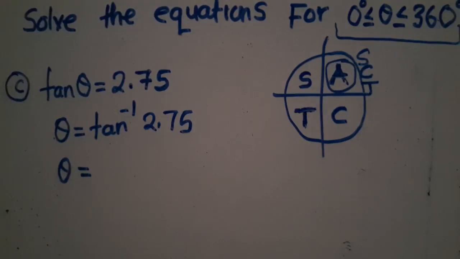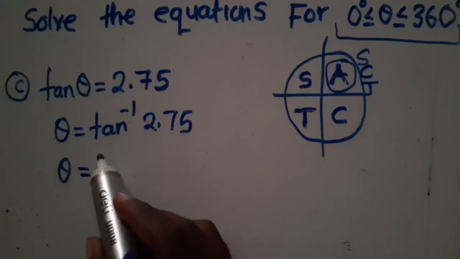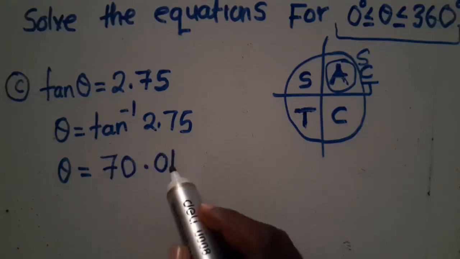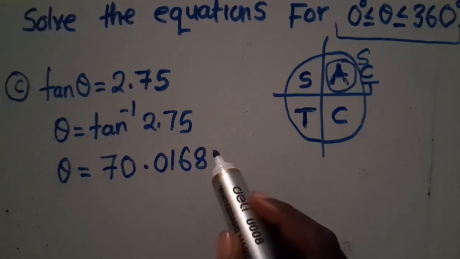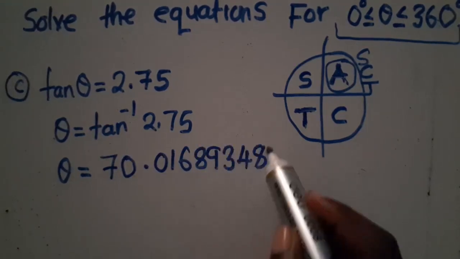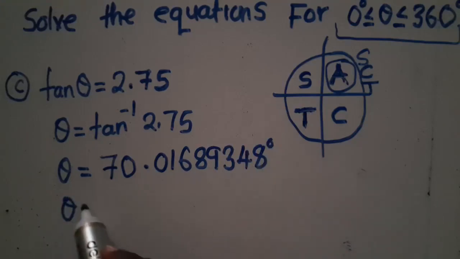Shift tan 2.75. What answer are we getting? We are getting 70.0168934.8 degrees. So you can now just say this is 70 degrees, if you round off to the nearest whole number. This is just 70 degrees. So this is what you need to do.